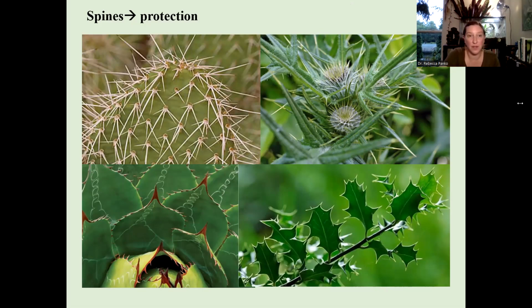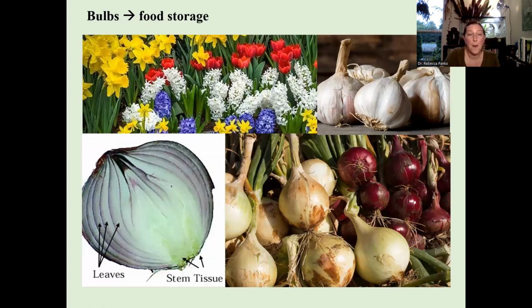Yeah, so the spines of a cactus are actually the leaves. They've become modified like that as they have survived in the desert for a long time. So spines serve for protection. Bulbs are for food storage.